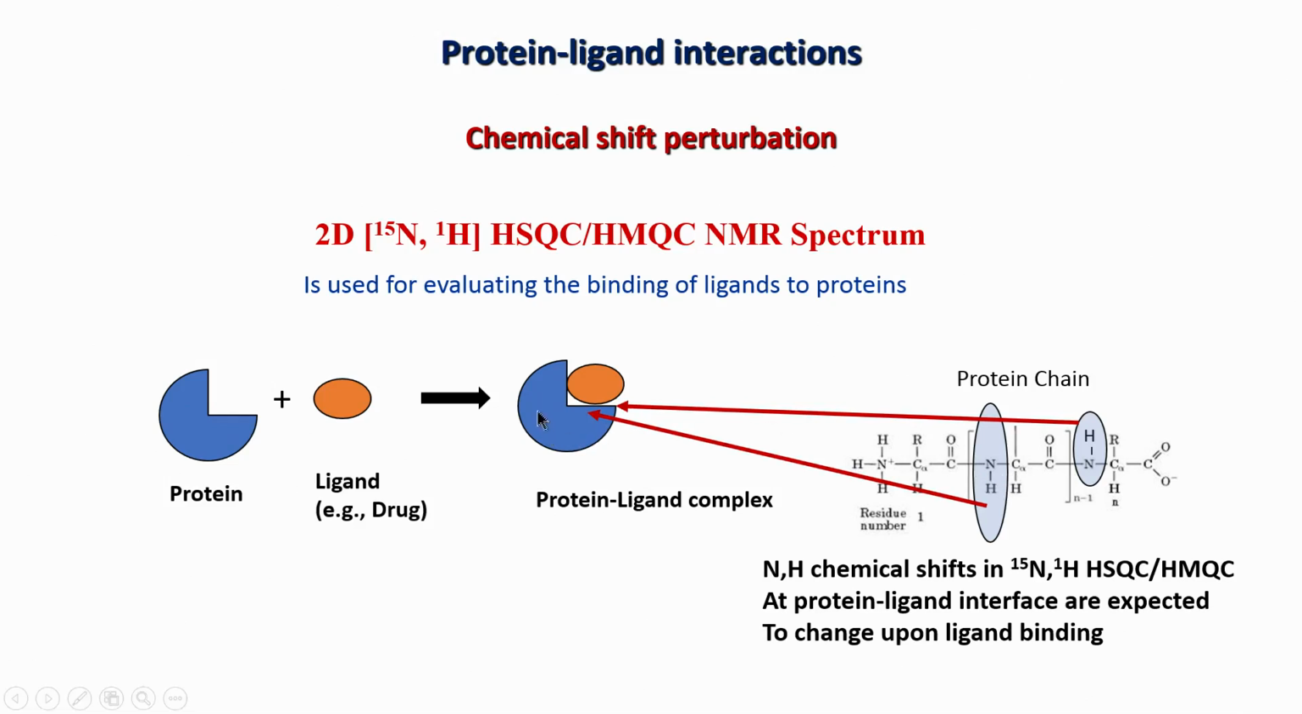So, what happens is those amino acids which are at the interface, this is called a binding interface where the ligand binds to the protein. The amino acids on the binding interface are expected to undergo chemical shift changes because the chemical environment around these residues changes when the ligand binds to the protein. So, the peaks of the interface amino acids are expected to shift, and that is something which we capture by HSQC, and that is what we looked at last time.